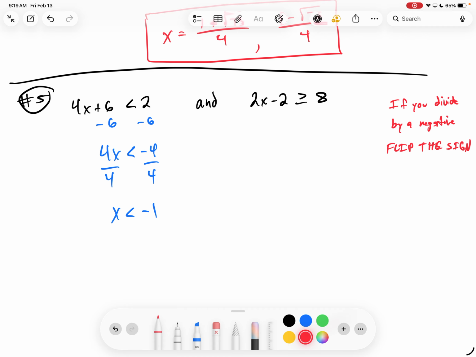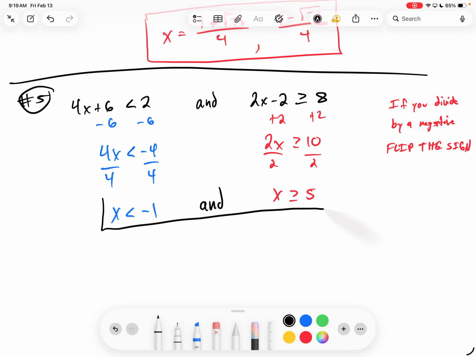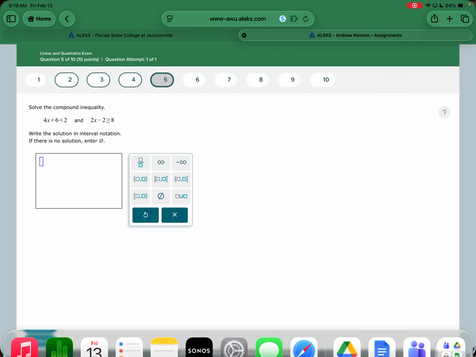Okay. This problem over here, let's add 2 to both sides. 2x is greater than or equal to 10. Divide by 2. So x is greater than or equal to 5. Okay. Now, what we have to do, sorry, I wanted to see how you input the answer.